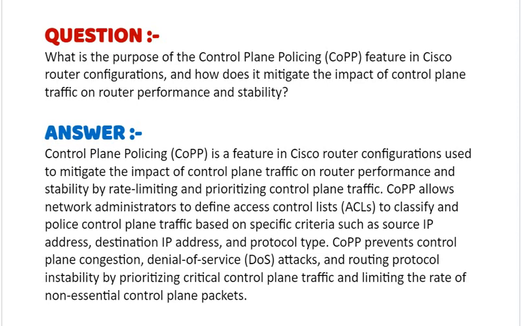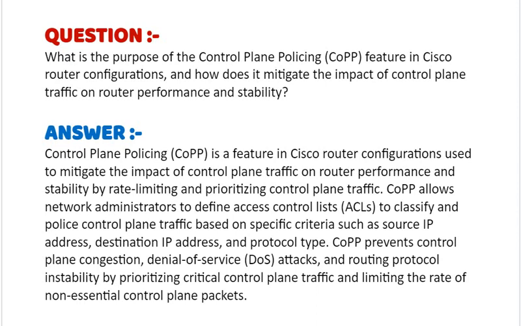Your answer should be: control plane policing (CoPP) is a feature in Cisco router configurations used to mitigate the impact of control plane traffic on router performance and stability by rate limiting and prioritizing control plane traffic.